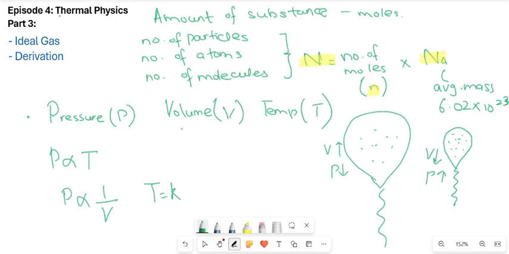And volume is directly proportional to temperature. When you increase the temperature, the particles start moving away because they get more energy, and so the volume increases. Now in this, when I'm looking at volume and temperature, I would say pressure is constant. This is how I would say it.